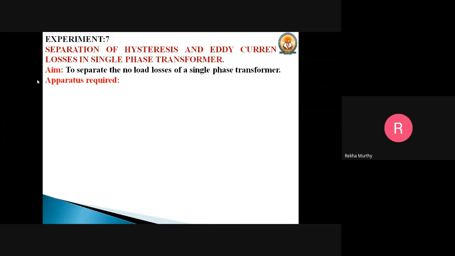How much voltage range do we require? Definitely on the primary side, this is a single phase transformer, so we require the 300 volt option.